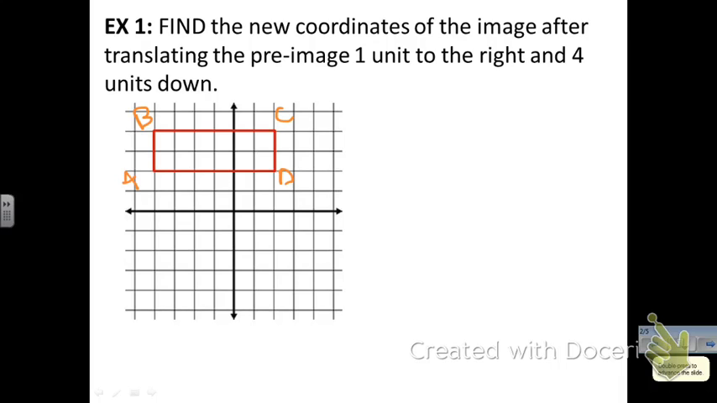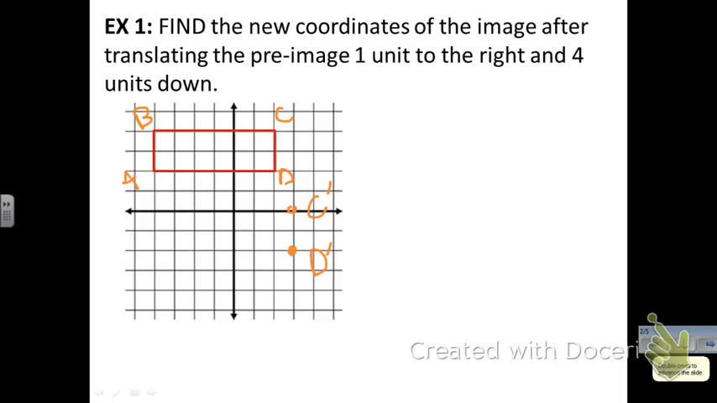C, and D, and then we're going to translate everything to the right 1. So I'm going to take D, go 1, and 4 units down. 1, 2, 3, 4, and there's my new D prime. We'll do the same thing with each vertex. Over 1 from C and down 4. 1, 2, 3, 4. There's your C prime.